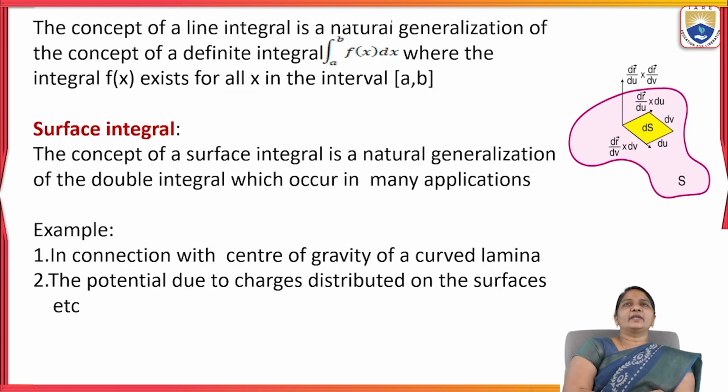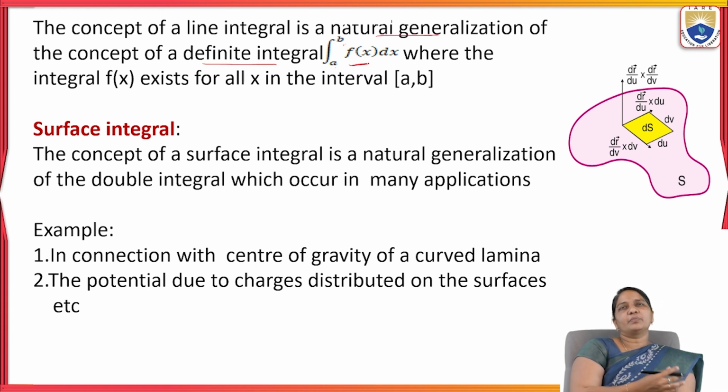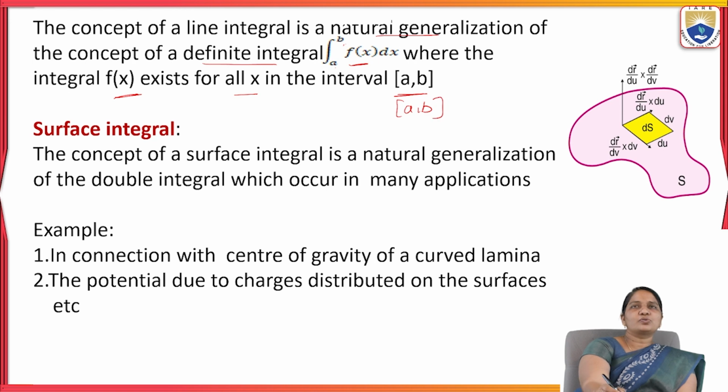So the concept of line integral is a natural generalization of the concept of definite integral. What is the definite integral? The integral of f of x dx, where we should have the limits from one point to another point, that means the initial value and the final value. We should have some defined f of x. It may be a scalar and it may be a vector, where the integral of f of x exists for all values of x in the closed interval a comma b. So a and b are also included. This is the natural generalization of the concept of the definite integral.